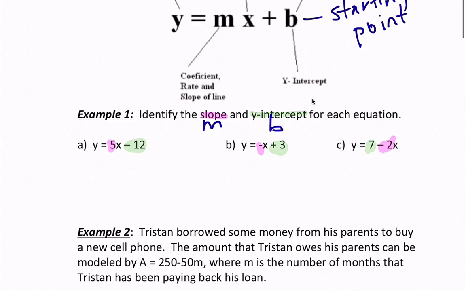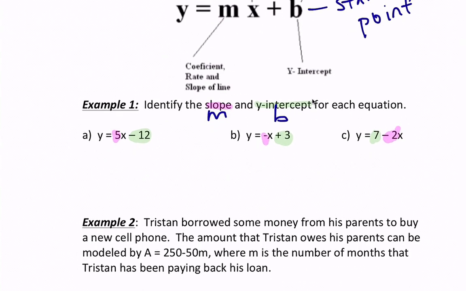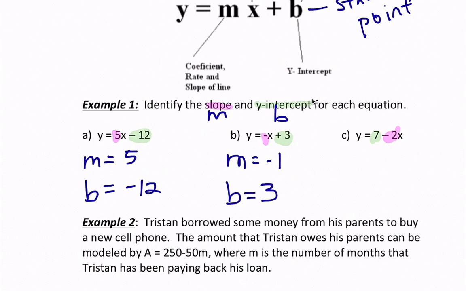So let's go ahead and label that. So on A, my slope, m, is 5. My b, my y-intercept, is negative 12. Okay, on B, my slope, my coefficient to x, I see a negative. But I'm not going to write just negative. I know it's the same thing as saying negative 1x. So my slope is negative 1. Your b, your y-intercept, the number by itself is a positive 3.